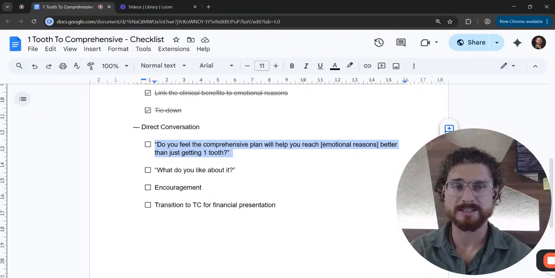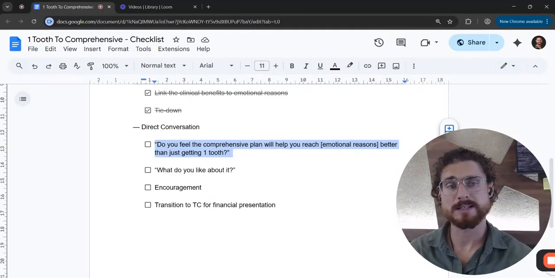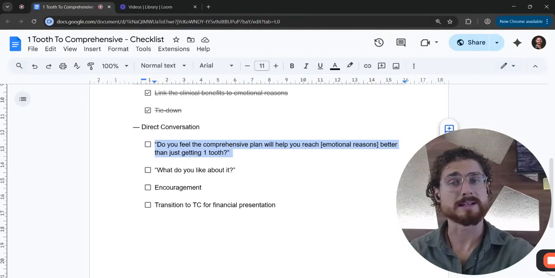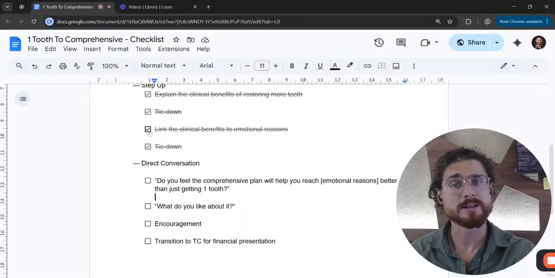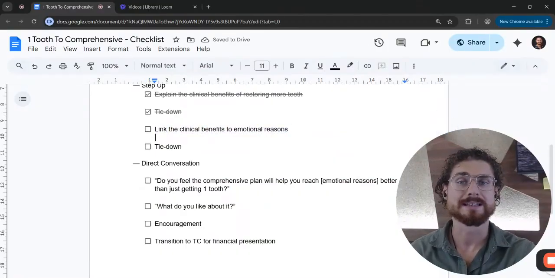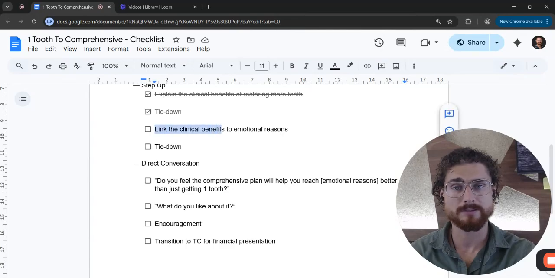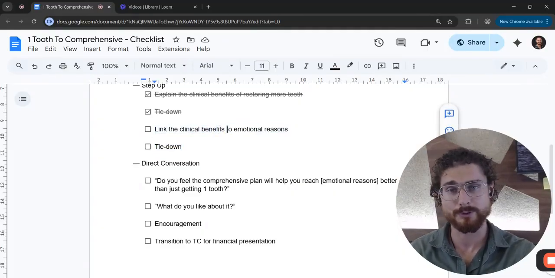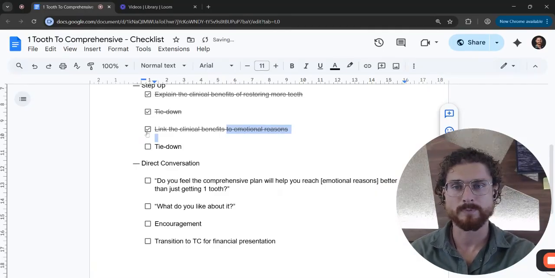Now, this is the golden key right here, because you need them to say yes in order for this sale to make sense to the patient. The way you get them to say yes is what we laid in the foundation earlier, which is linking the new treatment, the clinical benefits of that, to their emotional reasons and getting them to explain, right? We link and then we say, okay, do you agree with me? Why do you agree, right?